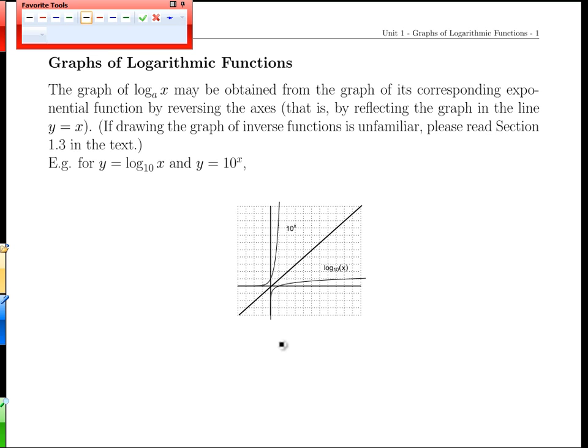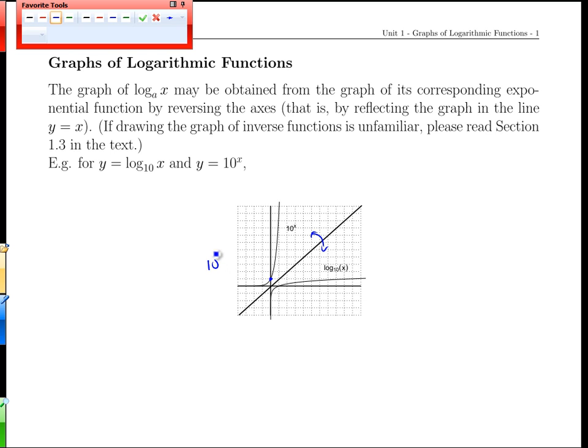So if you're not familiar with this, please do review the notes in your textbook about inverse functions and the graphing of inverse functions. But essentially it's the reflection. If we take this graph and reflect it across this line, we're going to go from the original function 10 to the x to its inverse, log base 10 of x. There's a couple of features we want to capture here.